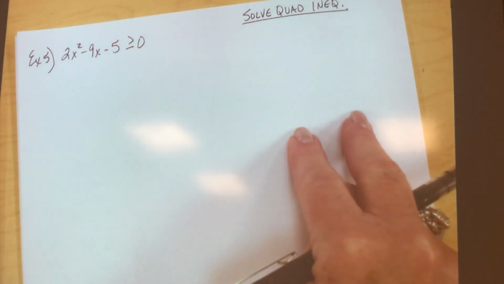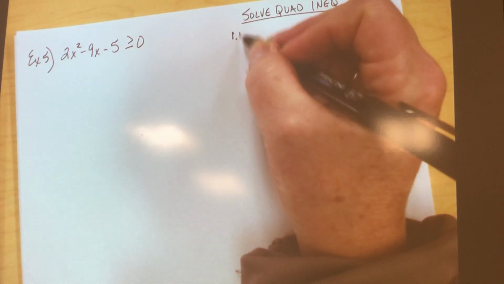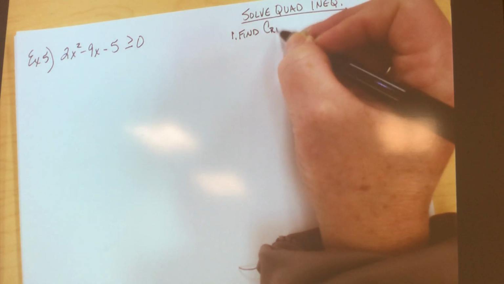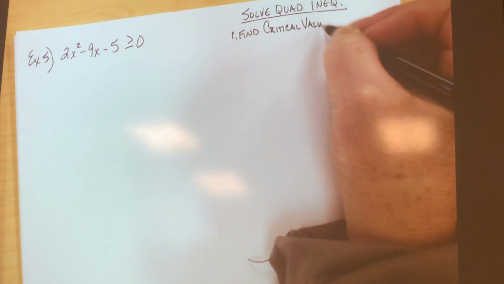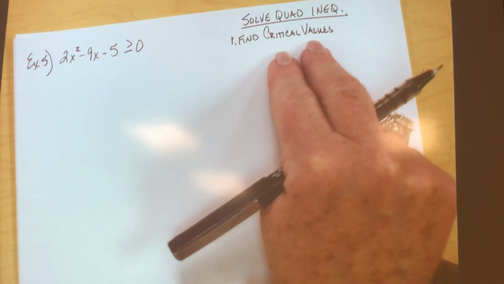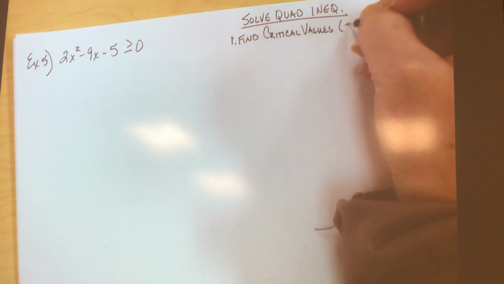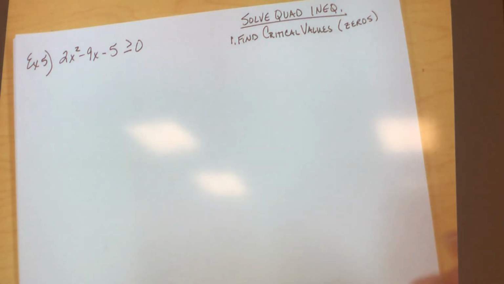There's 3 steps, guys. That's it. 3 steps. The very first step is you're going to find what we call the critical values. Okay? Critical values. You'll see this word come up again this year. And the critical values are simply the zeros, the solutions. That's all it is. Okay?